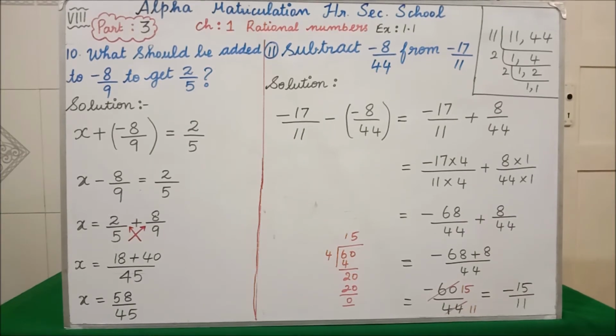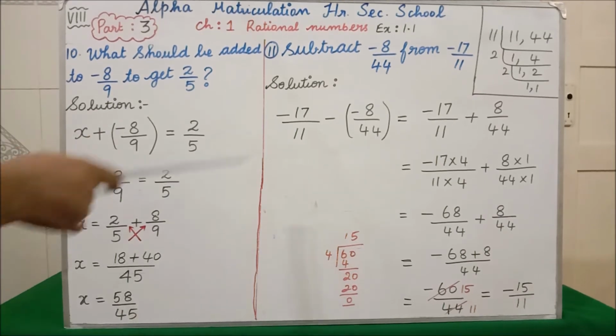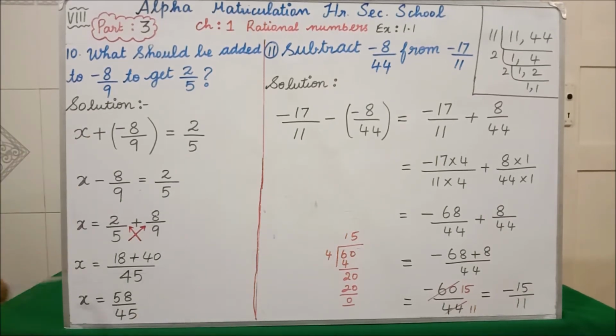Clear? First step, you have to go from right to left. 9 twos are 18. In between we are having plus. Suppose in between it is minus, then you have to put minus. Clear? Next we have to go from left to right. 5 eights are 40, divided by both the denominators multiplied, 5 nines are 45. Clear?